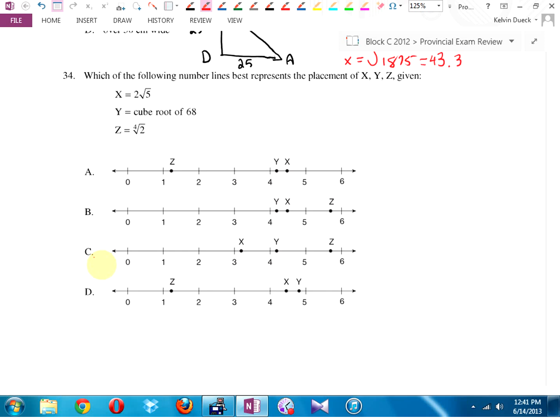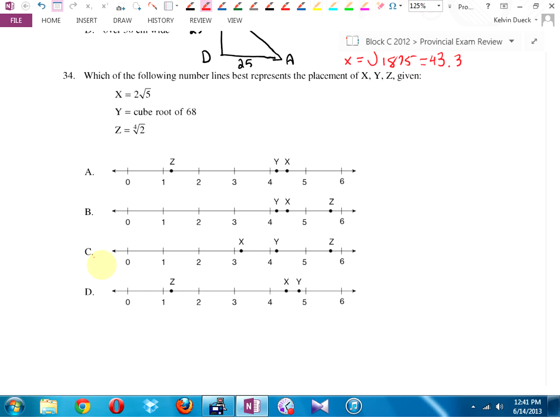As a decimal, get your calculator out, Greg. Sit up. How do you calculate 2 times the square root of 5 as a decimal? No. Type 2 times the square root of 5.